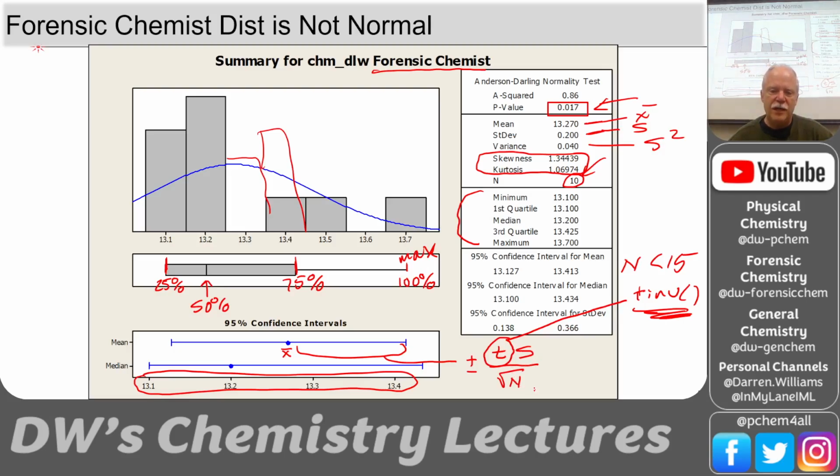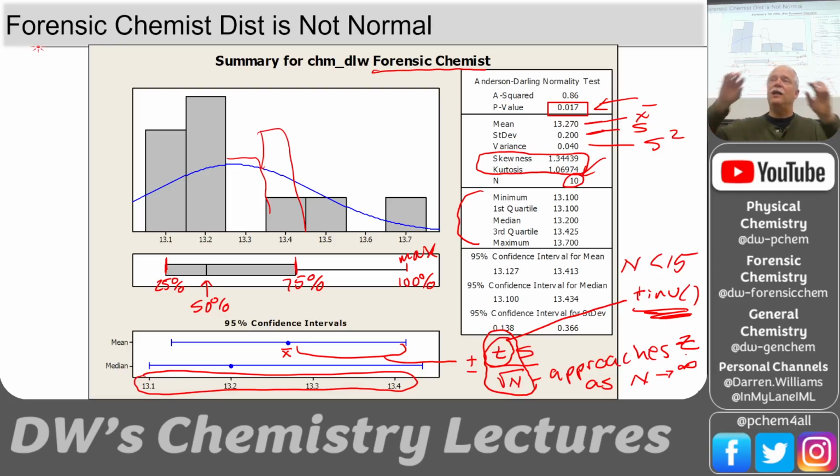And then this ratio right here approaches z as n goes to infinity, right? So when we have a large number of data, then we can use z and not worry about the degrees of freedom and the number of data points and so on. So if we have 15 or more data points, we can just use z.